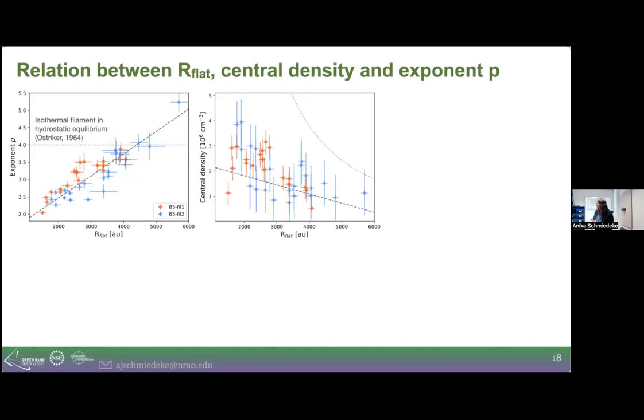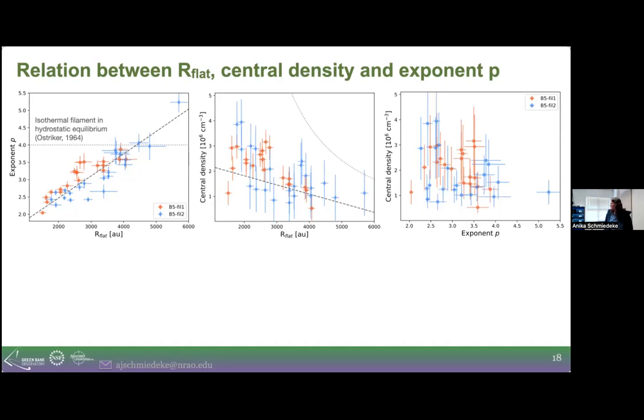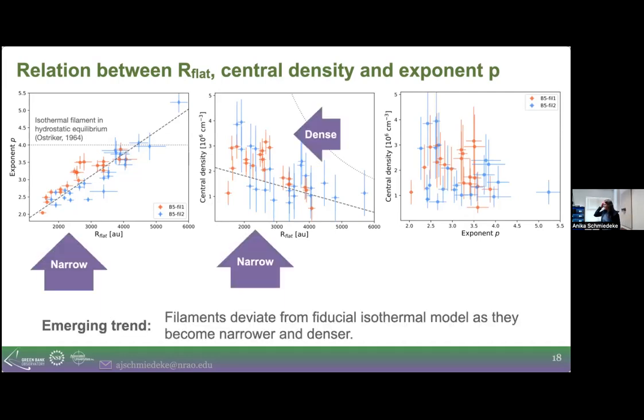If you look at the central density versus the flattening radius, that is not that good of a correlation anymore, I must admit. And if you finally look at the central density versus exponent, that is kind of all over the place. But overall, what you can say is that filaments deviate from the isothermal model that we are very often using as they become narrower and denser.